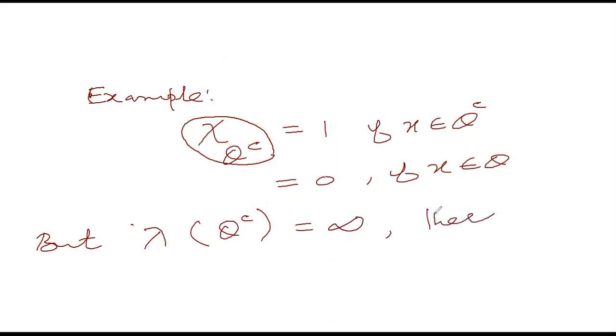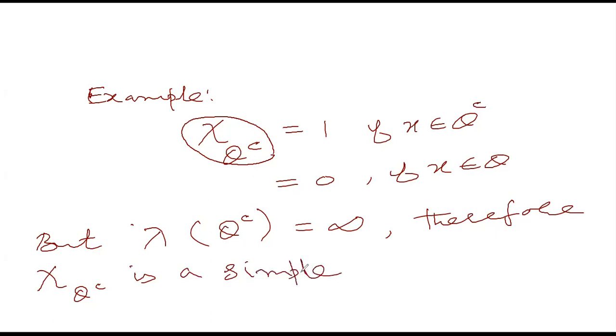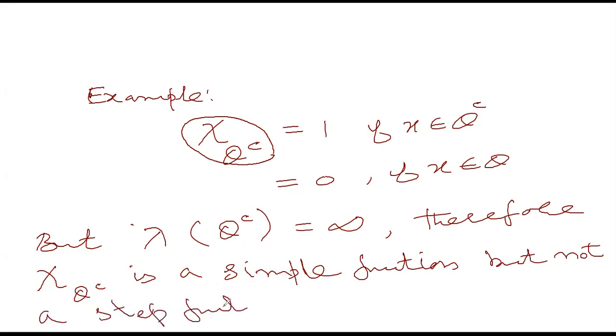So therefore the characteristic function of Q complement is a simple function. It's measurable because Q complement is measurable, and it only assumes two values, 1 and 0. Therefore, it's a simple function, but not a step function.